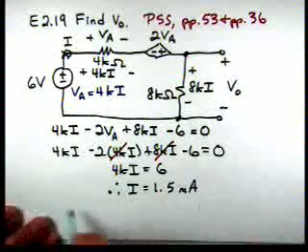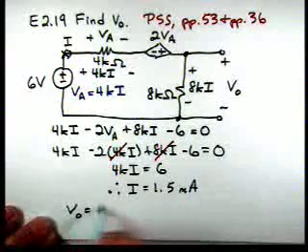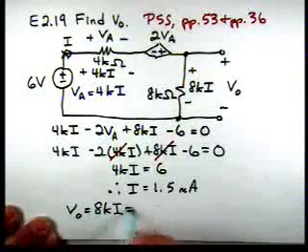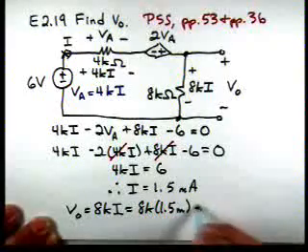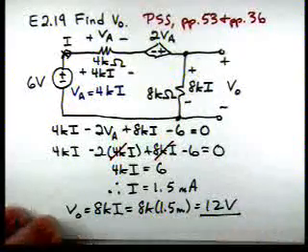And then V0 is 8K times I. So we have 8K times 1.5 milli. And that tells us that V0 is equal to 12 volts.